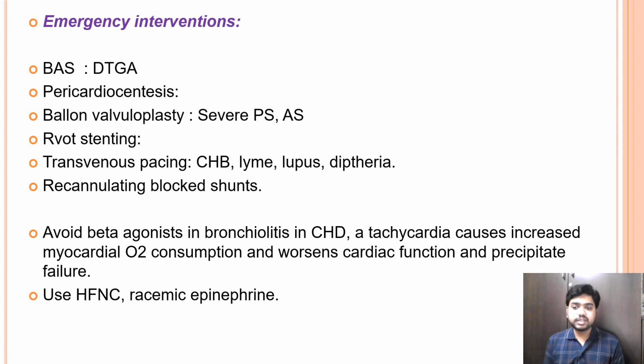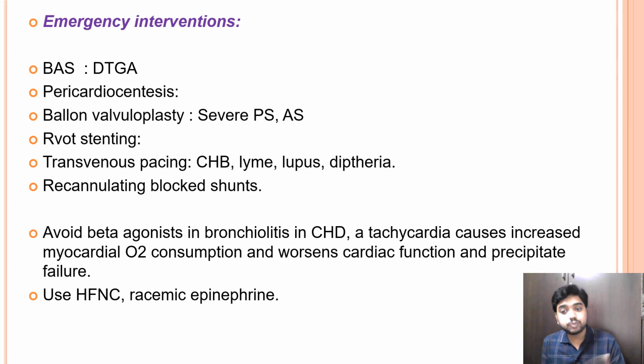Then pericardiocentesis, for acute pericardial effusion, pericardial tamponade. So you have to go for pericardiocentesis, immediate decompression, or else the child may go into cardiac arrest. Then balloon valvuloplasty. Yes, this is also an emergency intervention where you go for severe pulmonary stenosis, severe aortic stenosis. The child presents in a completely cyanotic spell or severe circulatory failure, shock. So you have to go for emergency balloon valvuloplasty.